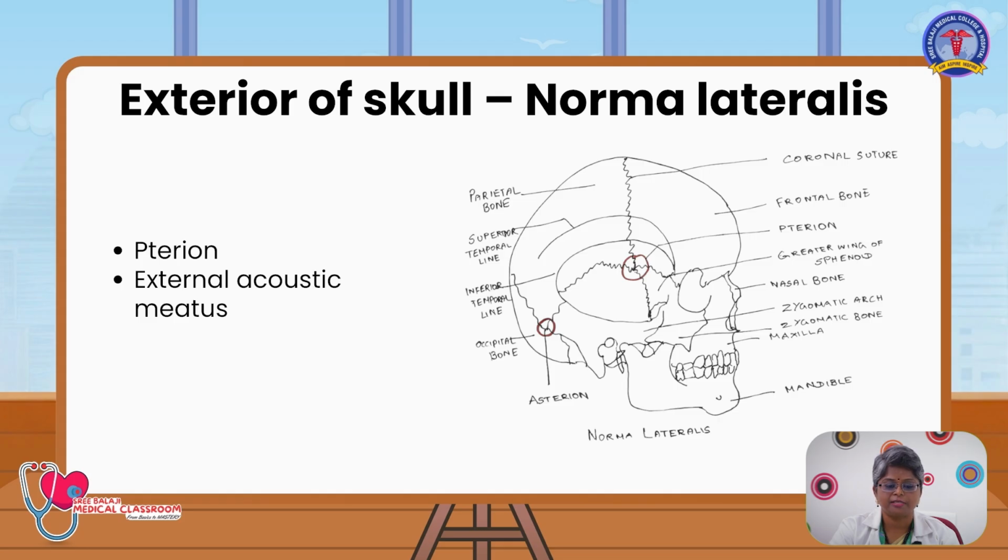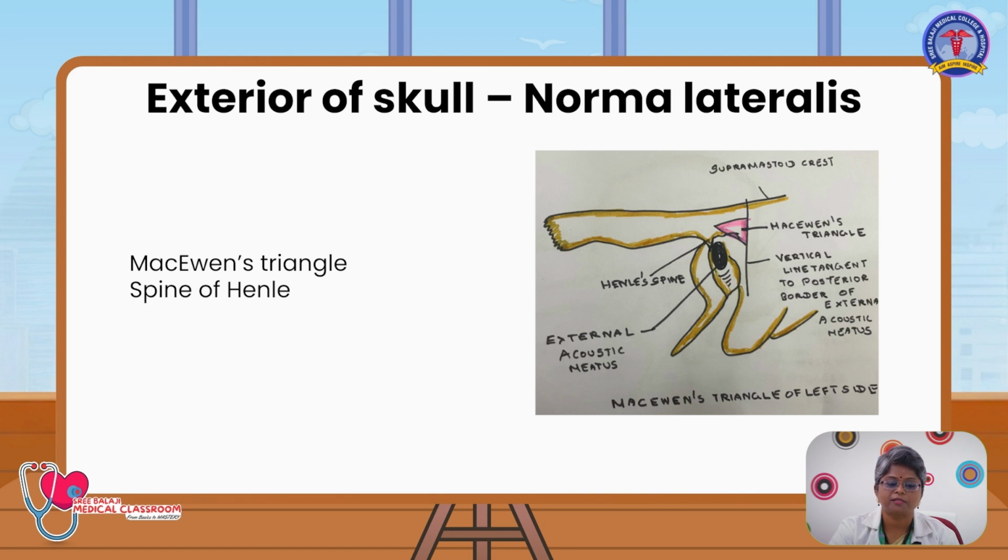The next feature is the external acoustic meatus. It is located behind the mandibular fossa below the posterior root of the zygoma. Next is the McEwen's triangle or the suprameatal triangle. It is situated postero-superior to the external acoustic meatus. Next is the spine of Henle or the suprameatal spine. It may be present in the antero-inferior part of the triangle, and the mastoid antrum is situated about 12.5 mm deep to the suprameatal triangle. So approach to the mastoid antrum is through this triangle.